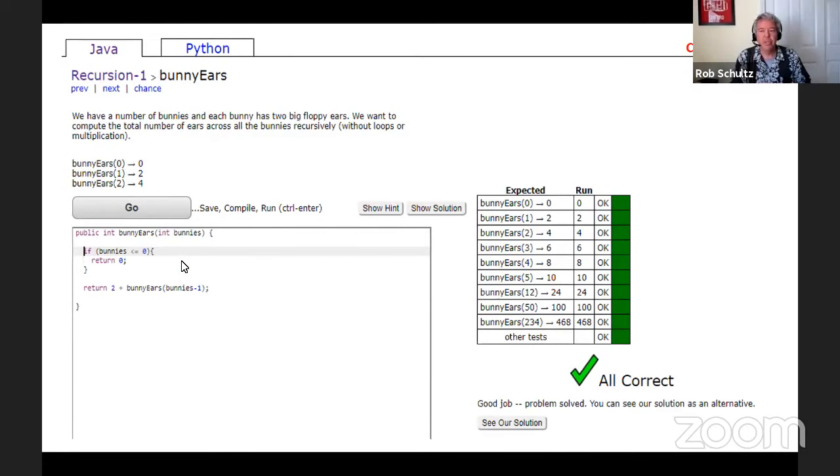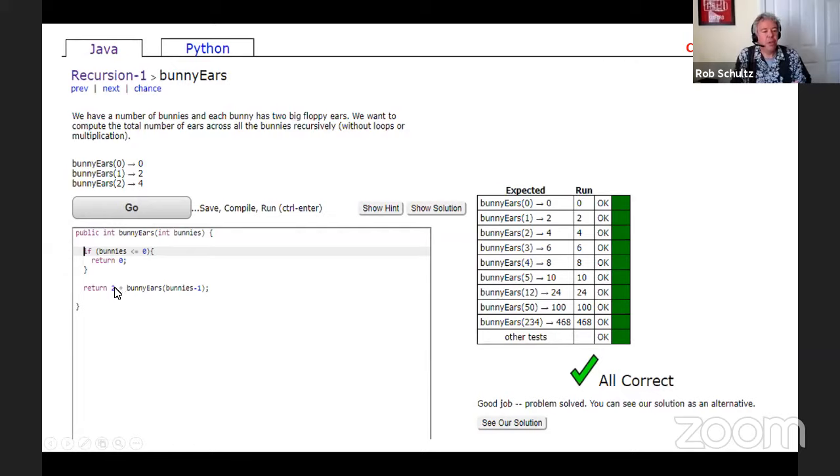Okay, so when Mrs. Westerland walked us through recursive algorithms on Wednesday, one of the things that we specifically said we needed was a base case, and we also need a recursive call. So our base case for this one would be if we call bunny ears and the number of bunnies is less than or equal to 0, we're going to return 0. Because obviously 0 bunnies would have 0 ears.